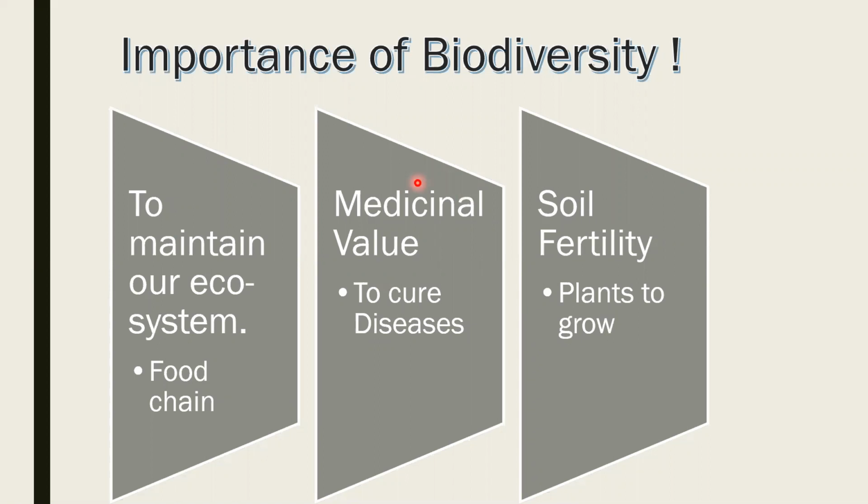Next is soil fertility. For plants to grow, we need good soil, right? Again, for the soil to be good, we need rains, we need someone to pour water, we need water, and also insects like earthworms. When they are there, only then the soil will be fertile. So these are the main three importance of biodiversity.